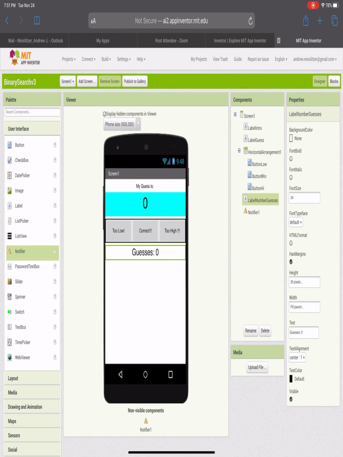There was one last piece that I did, though. I grabbed the notifier. I dropped the notifier on the screen. I didn't worry about changing the name since it's the only one that I'm using. And the purpose of the notifier is, when the target number is found, to let the individuals know, hey, great job, you found the correct number. And I found it in this many guesses.